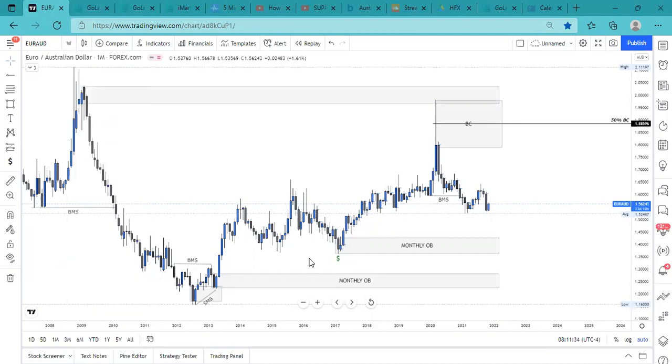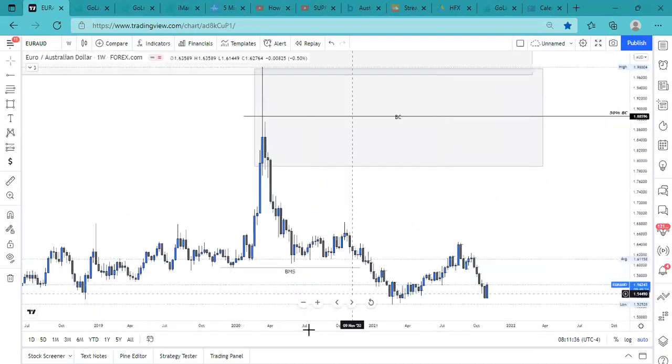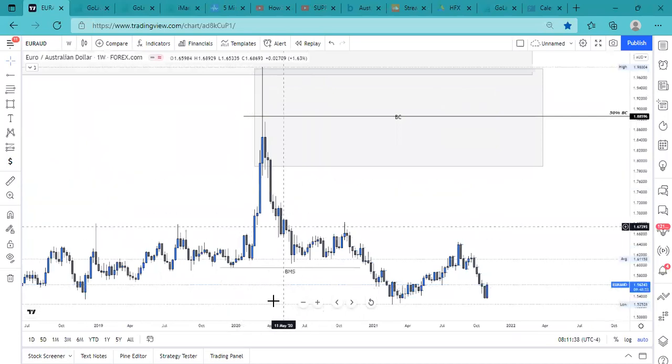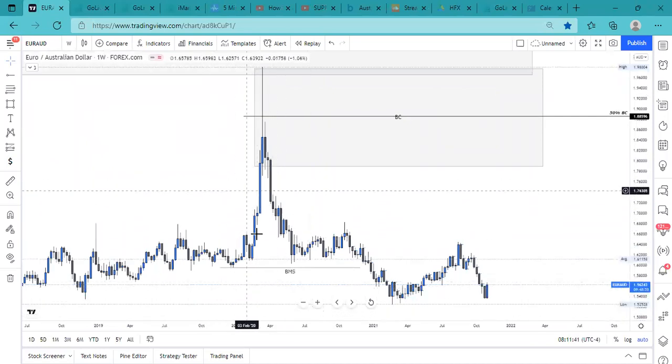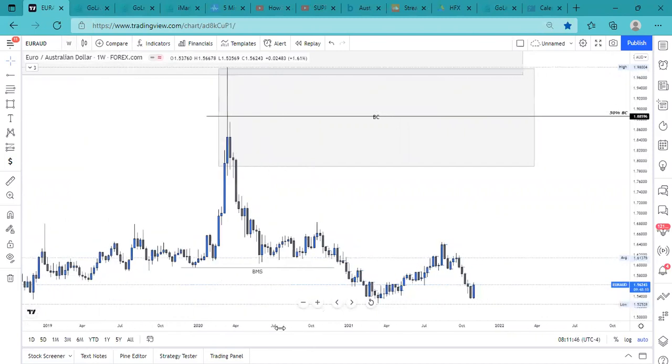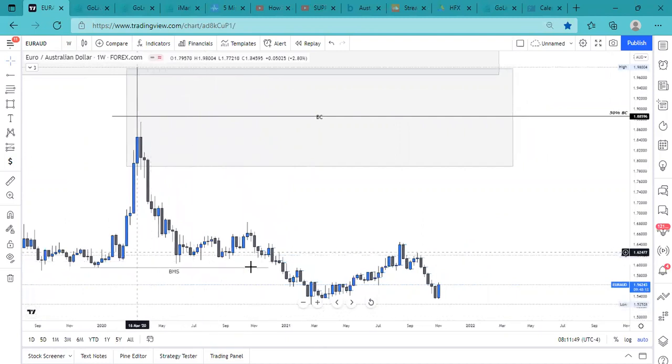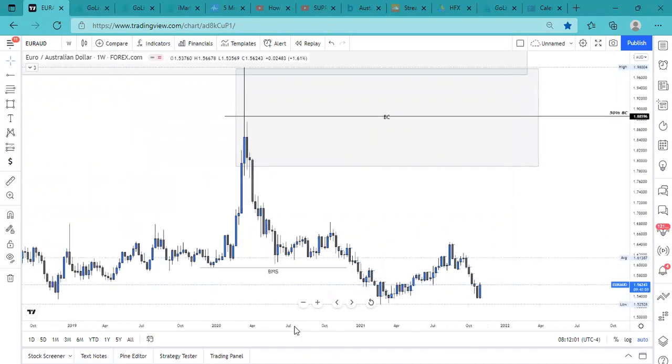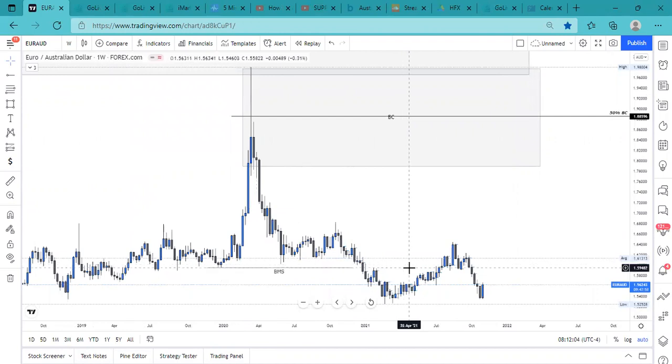So I'm going to the weekly. Okay. See the break of market structure. So on the weekly, we have this long rejection block showing sign of willingness to go upward. Price wants to go down.